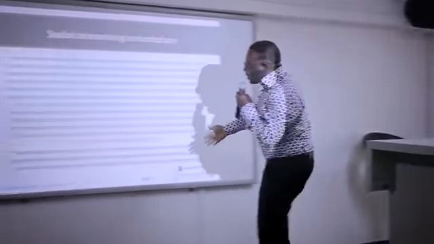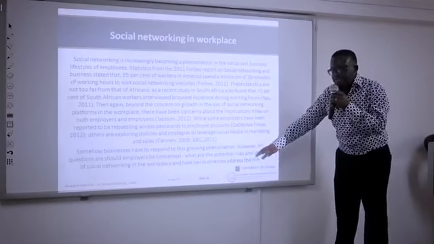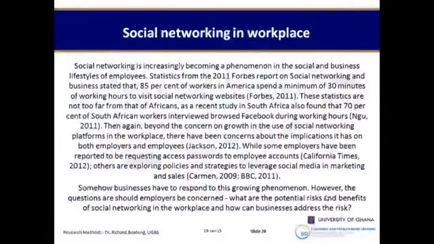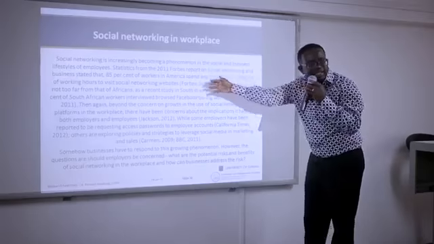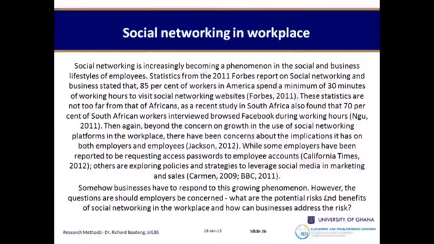And then when it gets there, this is the concluding sentence at the end of the write-up. Somehow, businesses have to respond to this growing phenomenon. However, the questions are, should employers be concerned? What are the potential risks and benefits of social networking in the workplace, and how can businesses address the risks? So that's the concluding sentence for the write-up. Every literature review has an opening sentence, a body, and then what? A concluding sentence. And that's what you see here. And if you look at it in sub-paragraphs, they all have an opening sentence and then some body comparisons. Do you realize it?